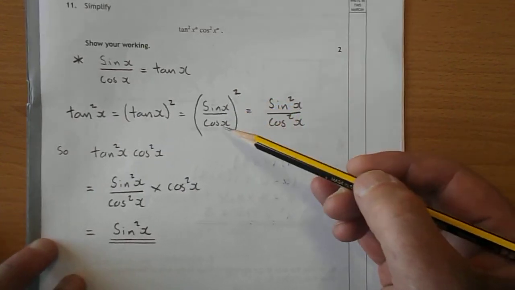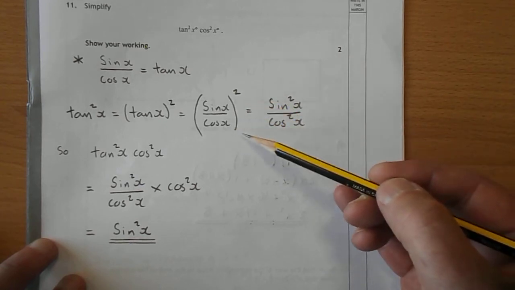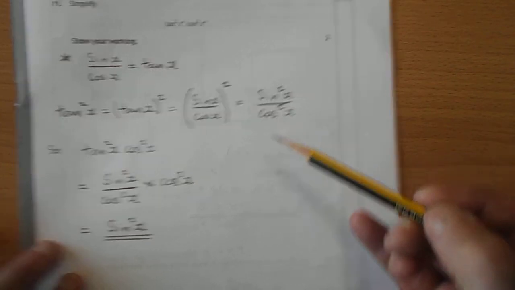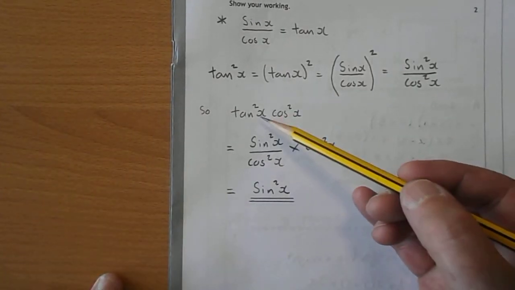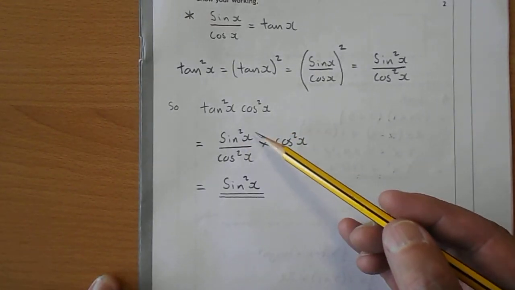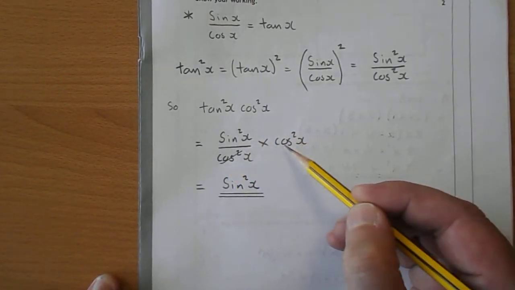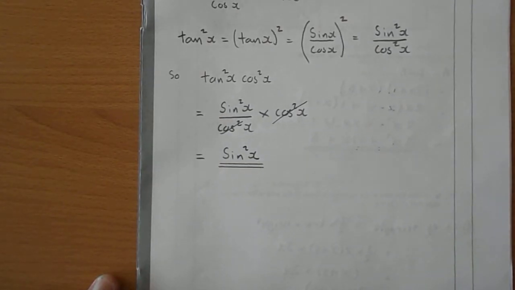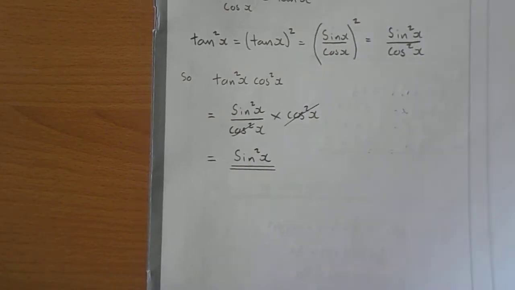So that's sin x over cos x times sin x over cos x, which is sin squared x over cos squared x. So, going back to what I started off with, tan squared x cos squared x, there we have it. And these two things cancel out, and you're left with, to my view, not very satisfying sin squared x as a final answer. Okay, there's another sum.